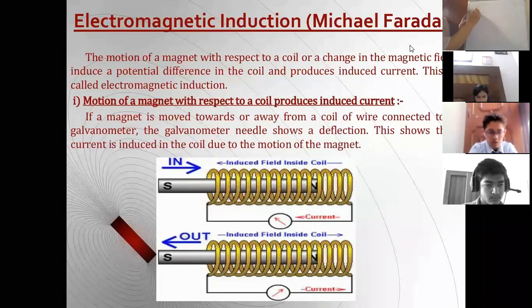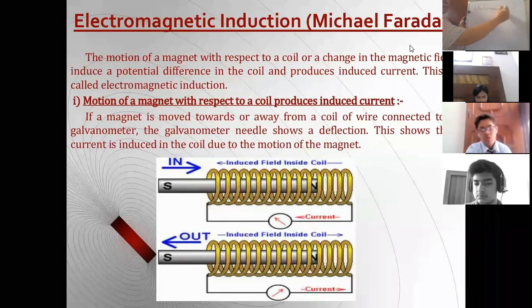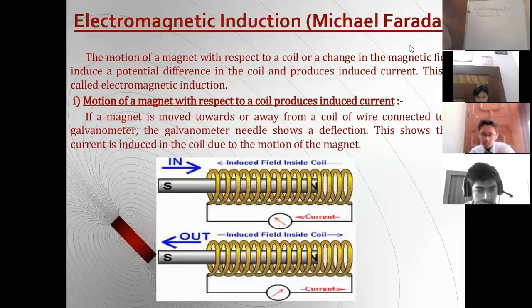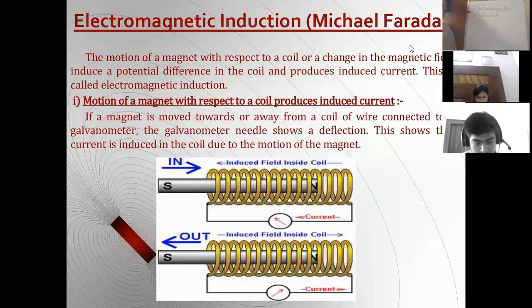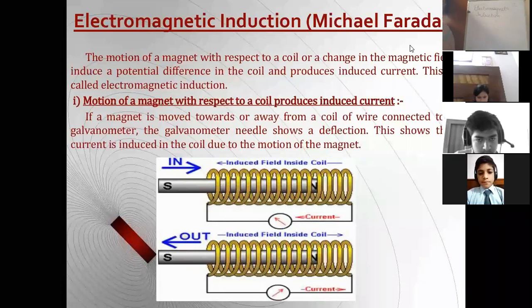The topic is electromagnetic induction. I had already given you the explanation in my previous lecture about electromagnetic induction, that whenever there is a change in the magnetic flux, the current is induced in the coil.